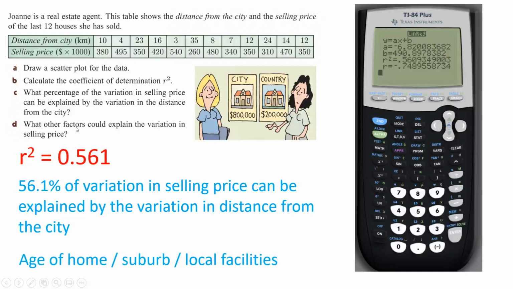Part D, it says, what other factors could explain the variation? So you could have the age of the homes. We don't know the age of the homes. In certain suburbs nearer the city, you might have more modern homes. And within each suburb, you might have different facilities. So it might be that there's a train station nearby that increases or decreases the value of the homes. Or it might be that there's a nice shopping centre that also has increased the value of the homes. So things like that you want to say.